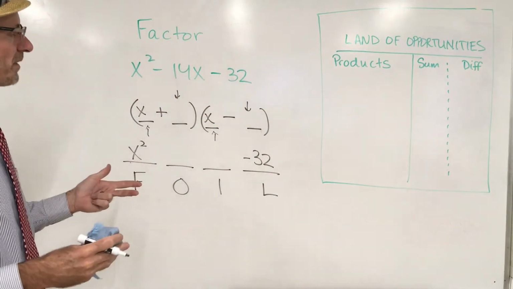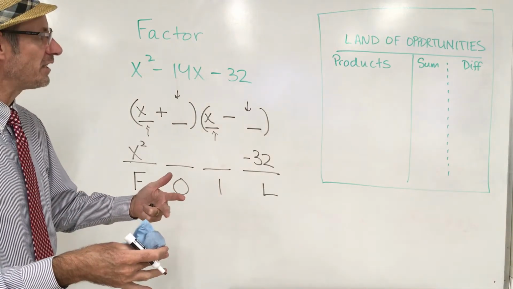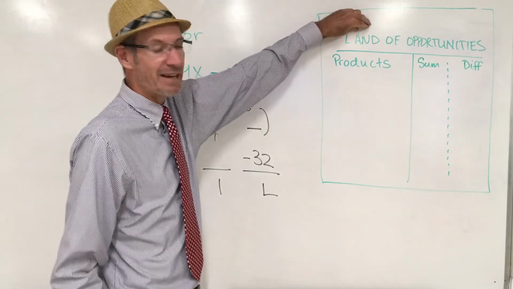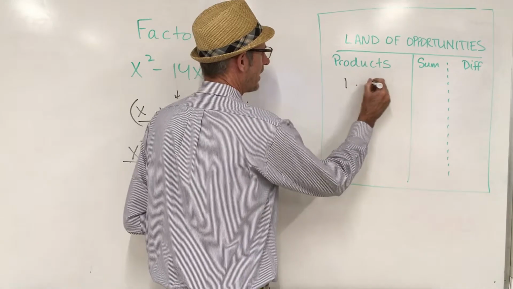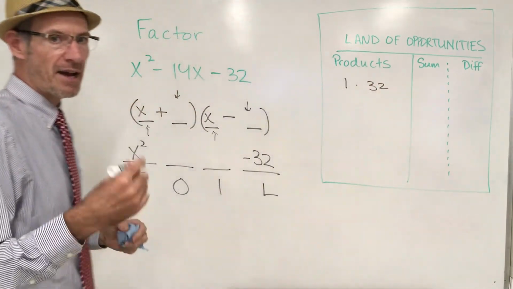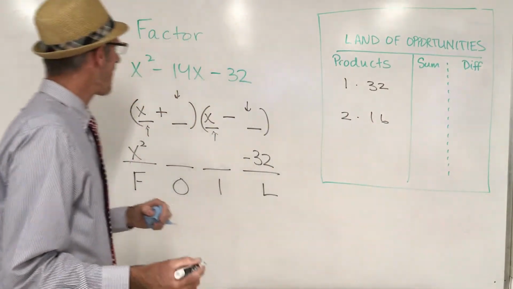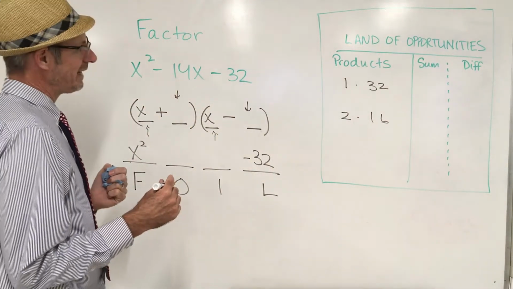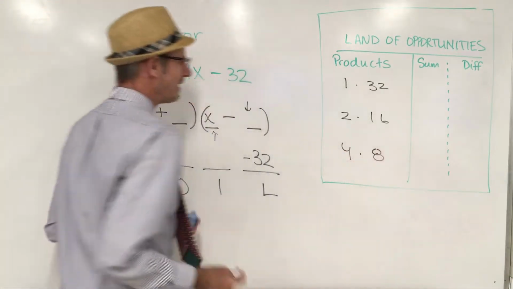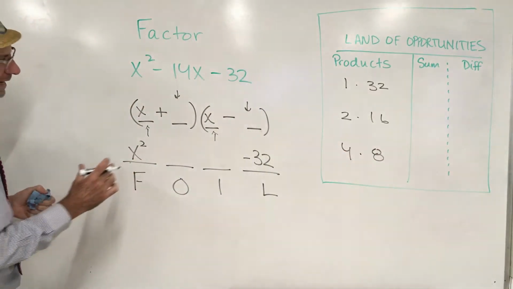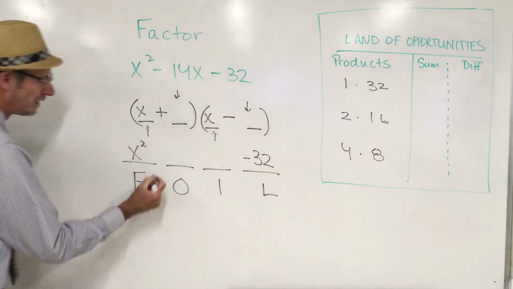The reason this problem is more difficult is because there's more ways to multiply and get 32. So I'm going to come over here to the land of opportunities. One opportunity that we have is to use 1 times 32. Another opportunity that we have is 2 times 16. And another opportunity that we have is we can use 4 times 8. Now, what we need to happen here is we need to multiply these two numbers, and they do need to come out to negative 32.